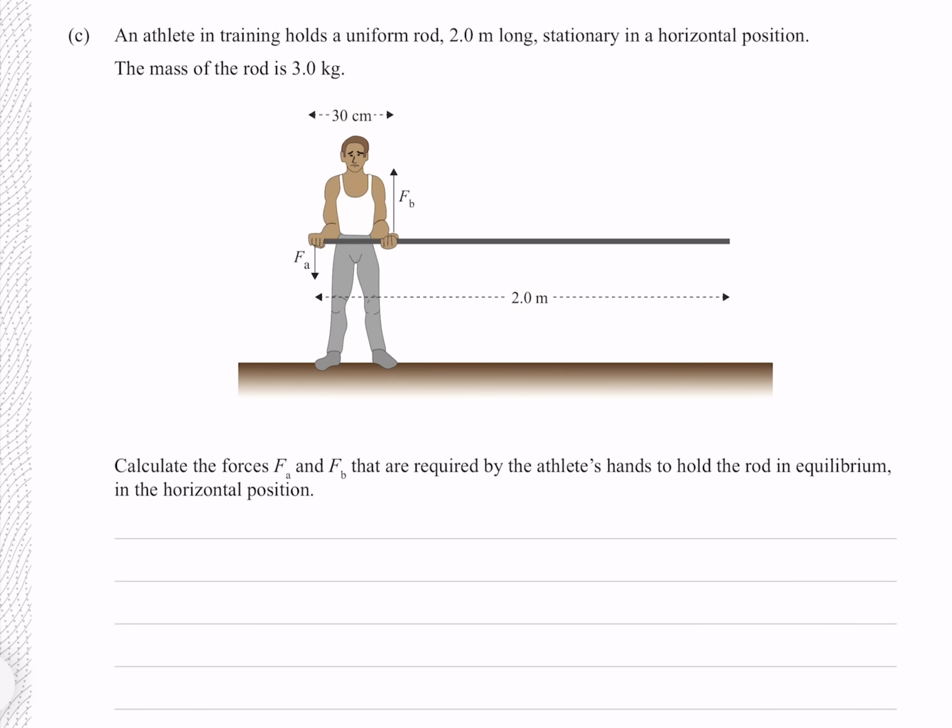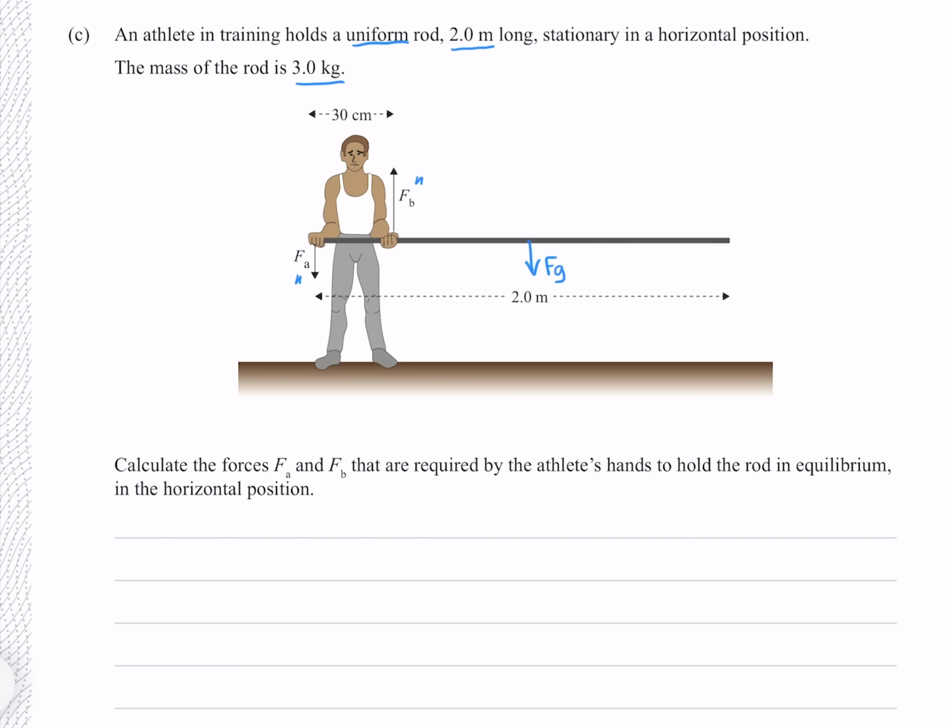An athlete in training holds a uniform rod 2 meters long, stationary in a horizontal position. The mass of the rod is 3 kilograms. Calculate the forces Fa and Fb that are required by the athlete's hand to hold the rod in equilibrium in the horizontal position. For this, we need to know all the forces. We have the force from this hand and the force from this hand, but we also have the weight of the rod. Because the rod is uniform, we can assume that it acts from the middle.